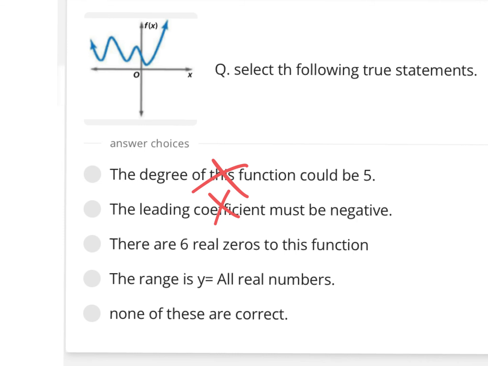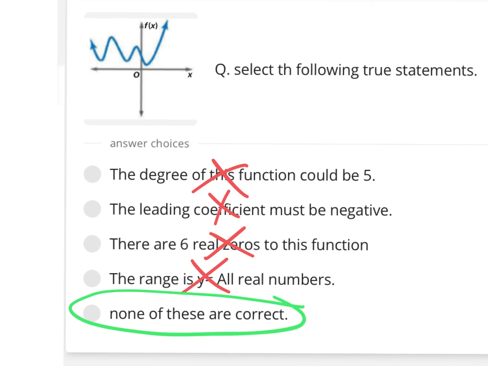There are 6 real zeros to this function. That is false. There are no real zeros. This blue graph never even touches the x-axis. Man, so far everything's wrong. The range is y equals all real numbers. Range are your up and down values. Does this go up forever? Yes. Does it go down forever? No, it doesn't. So it definitely doesn't equal y equals all real numbers. So that's incorrect also. Man. So the only one that's true is that none of these are true.